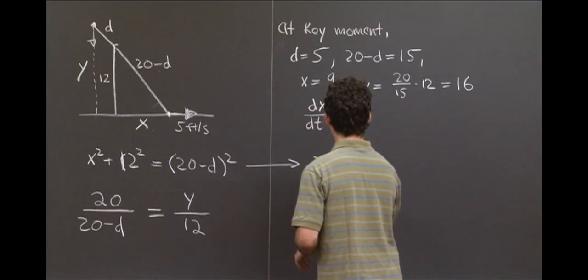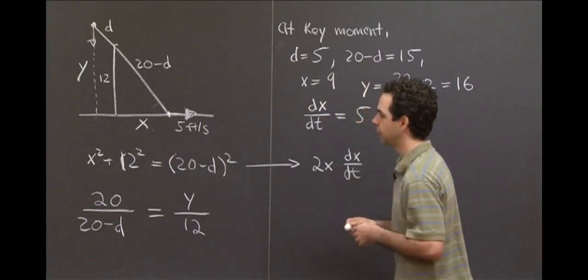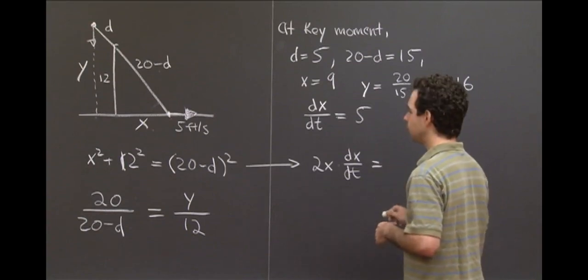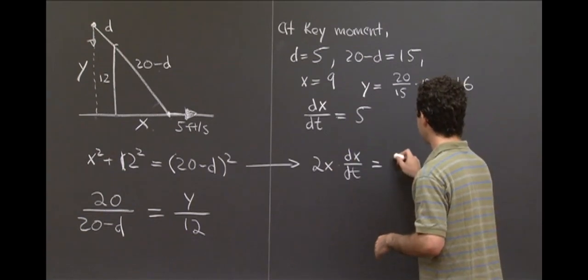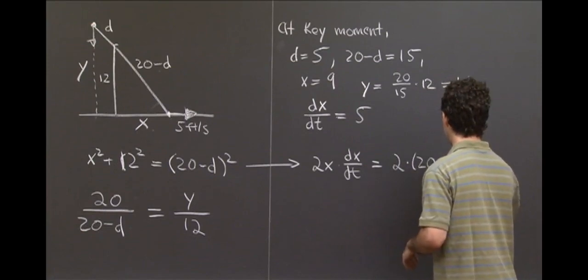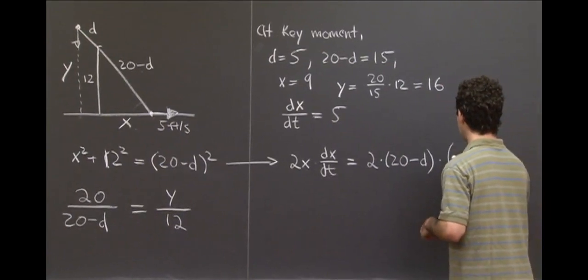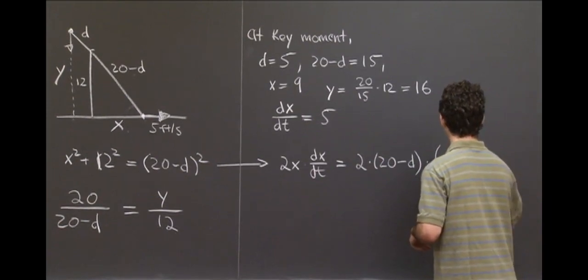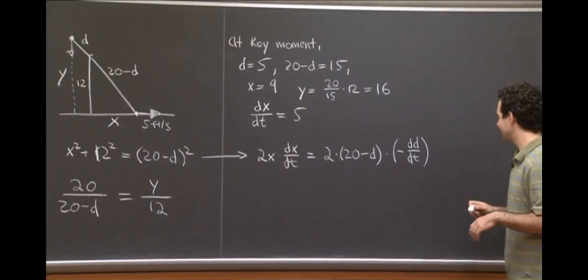2x times dx/dt, plus, well, the derivative of 144 with respect to t is 0, is equal to, I guess I could expand this out, but it's easier just to use the chain rule right away. So this is equal to 2 times (20 minus D) times the derivative of 20 minus D with respect to t, which is minus dD/dt.